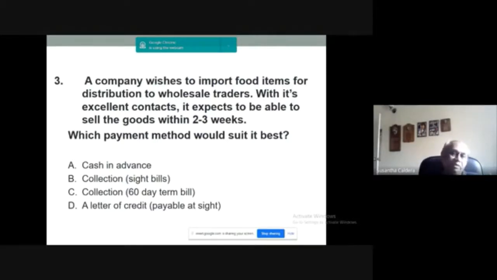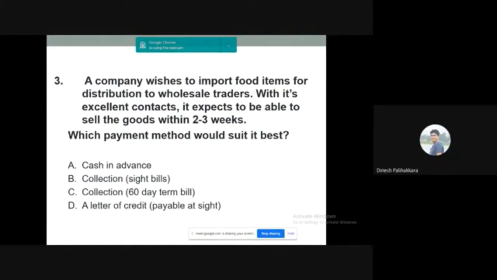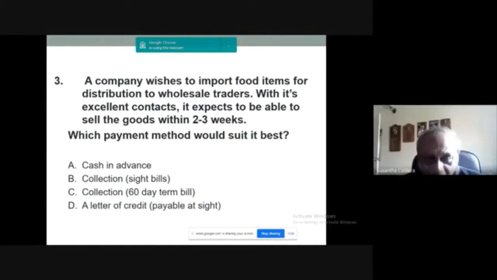What do you think? These are good questions to check your understanding. What is the answer? A, B, C, or D? C. Collection, 60 days term bill. Any other answers?